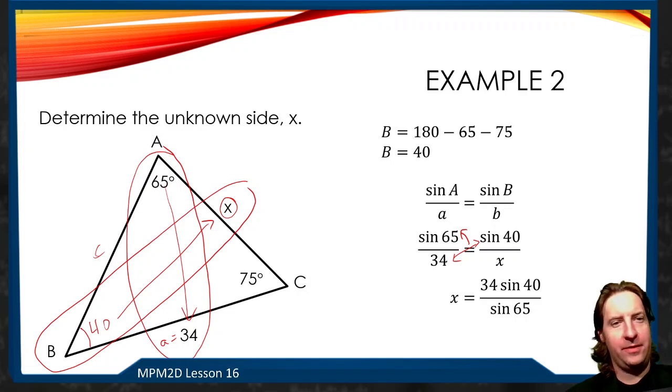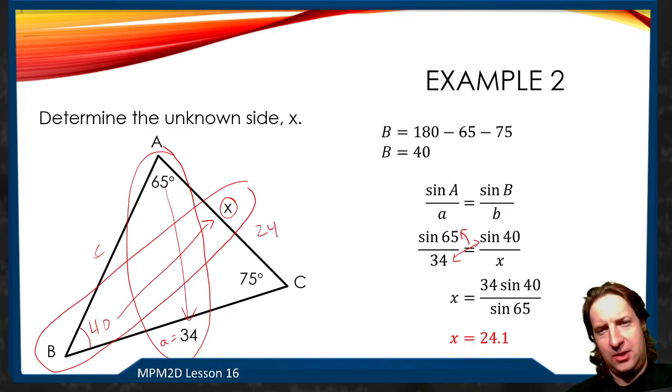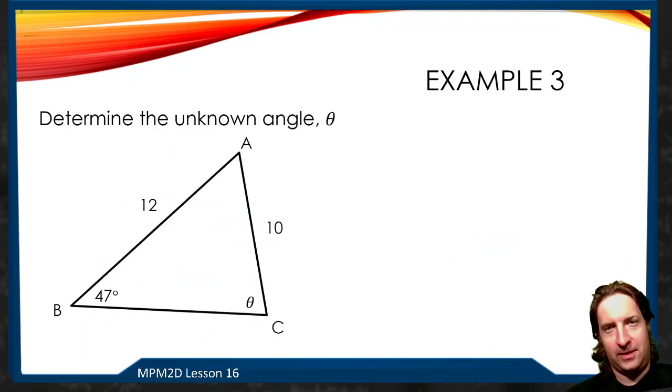All right, so we get 34 sine 40 divided by sine 65, plugging this into our calculator, and we get 24. Now, does that make sense? Let's look again. Can this side be 24.1 if this is 34? Yeah, that looks pretty close. Okay, it's not larger than 34. I think I drew that when this isn't to scale, right? It's a 40. This angle should be a lot smaller in the picture. Anywho, all right, let's try another one.